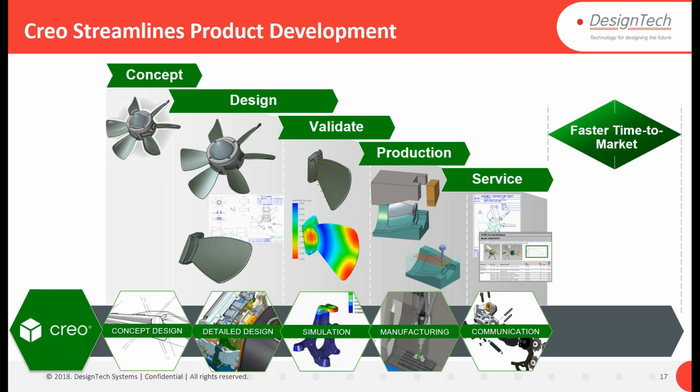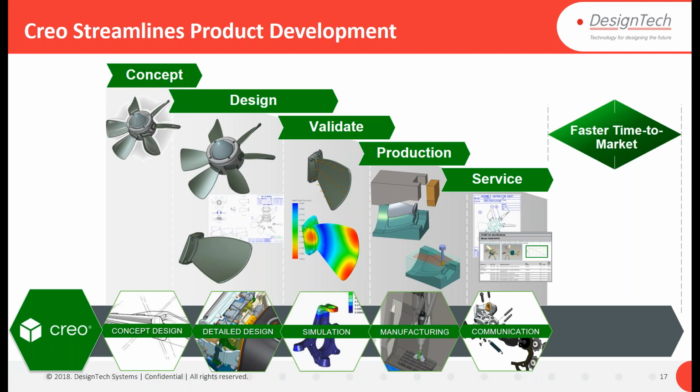So basically, Creo streamlines the complete product development. When we do some concept design, it will propagate to the detailed design. Any changes that happen at the concept design will definitely update the detailed design. You don't have to wait, right? Any changes at the detailed design will definitely propagate to the simulation.